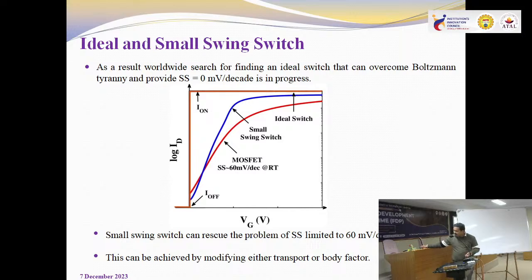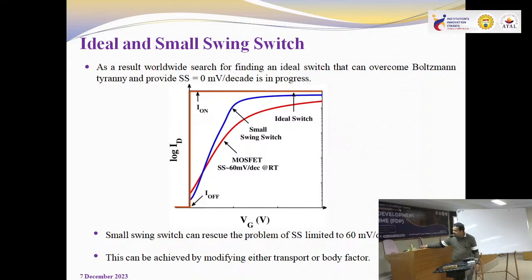So now we have to go close to ideal. We have to make my MOSFET move towards the ideal characteristic. So what should our intention be? Our intention should be to get high on current, low off current, and it should switch quickly.